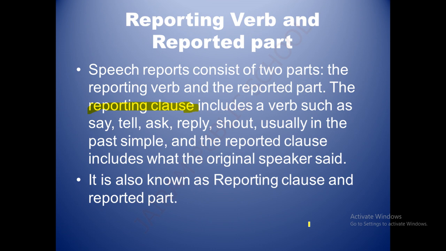Example, Ram said to Aditya. Said to is a reporting verb, because it is reporting something to the listener, so that is why it is named a reporting verb. The word which is placed between the speaker and listener is the reporting verb. After the speaker and listener, the sentence within the quotation marks is called the reported part. It is also known as the reported class. Could you understand? So reporting class is also known as reporting verb, and reported part is also known as reported class.